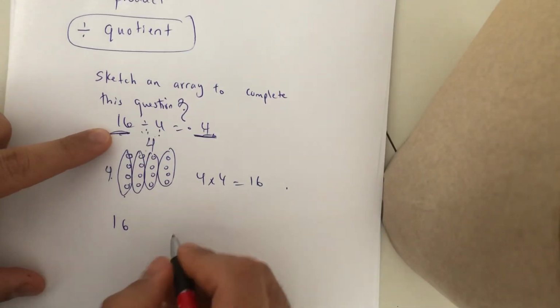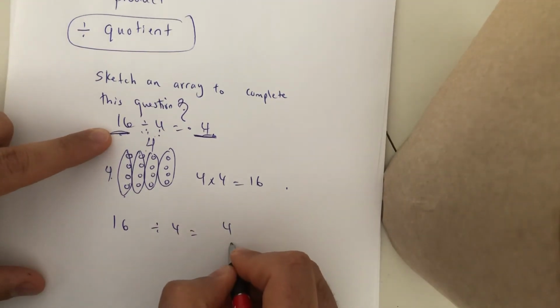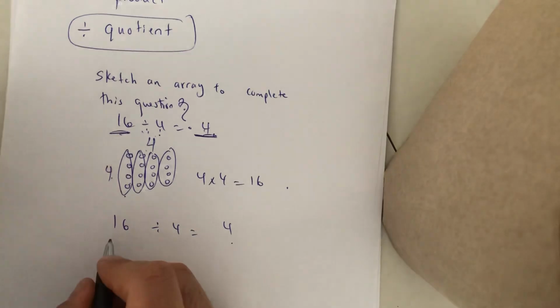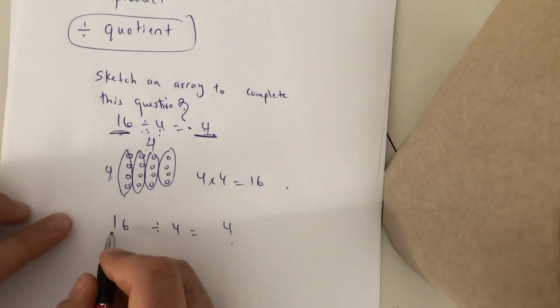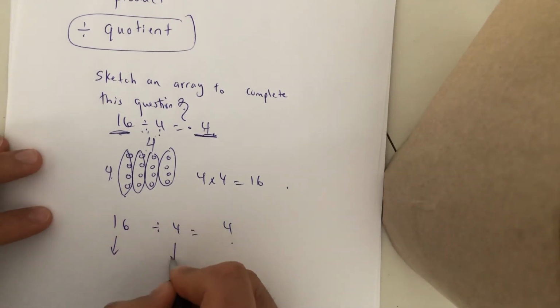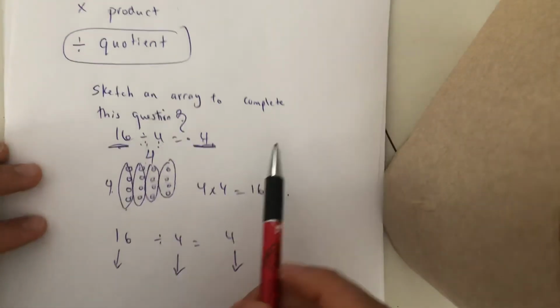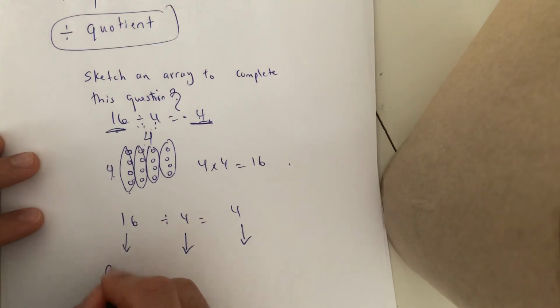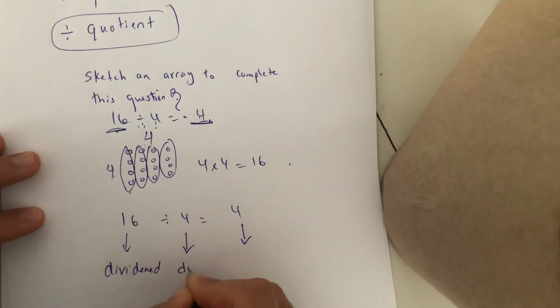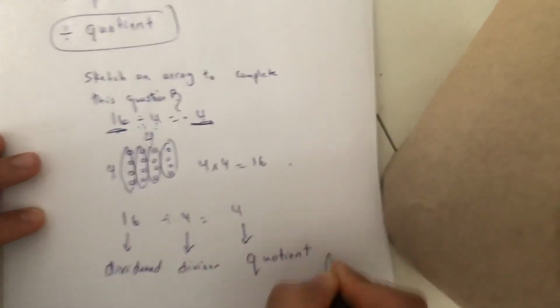Also, when we're dividing, there are 3 different names for these 3 numbers that we're working with. So we have a name for the 16, a name for the 4, and a name for the answer, which is 4. So the name for 16 over here would be the dividend. And the name for the 4 would be called the divisor. And the name for the answer, as we said over here, would be called the quotient. So over here, we got the dividend. Over here, we got the divisor. And the answer is called the quotient.